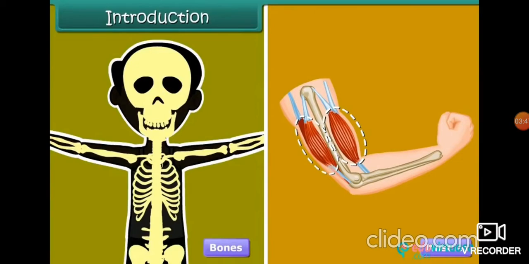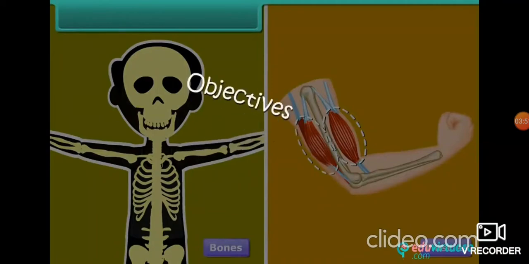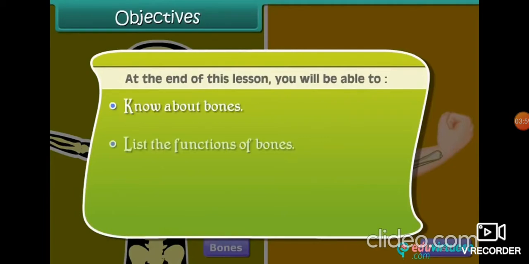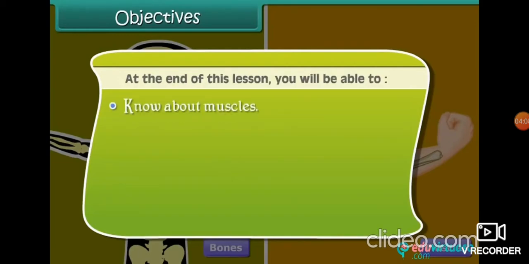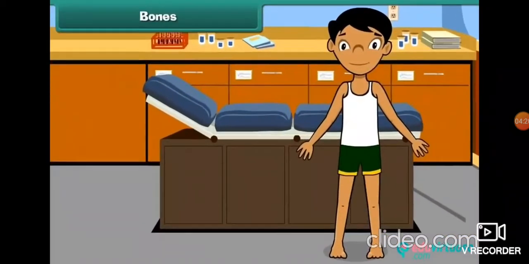I told you there are total 206 bones in together. Now what are these muscles? Let's study about them. By the end of the topic you will be able to know about bones, list the functions of the bones, tell about joints, different types of joints, their functions, and you will know about muscles, describe types of muscles, their functions, their examples, and how can we keep them healthy.